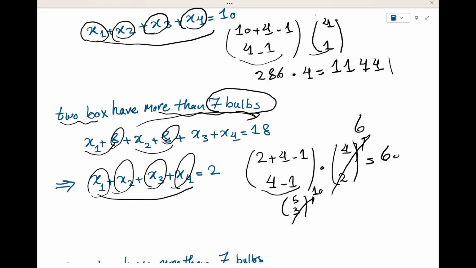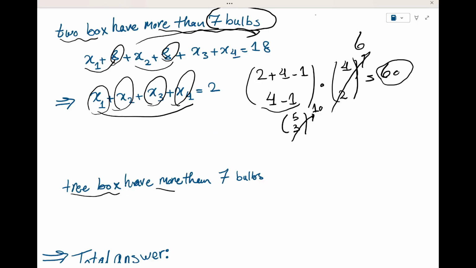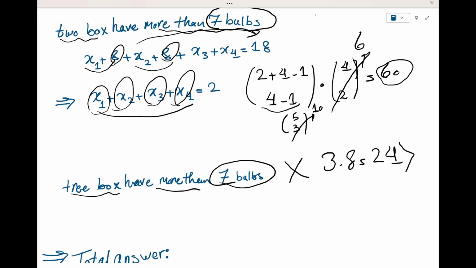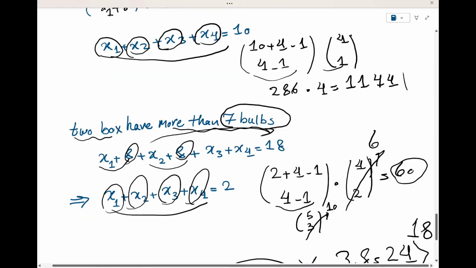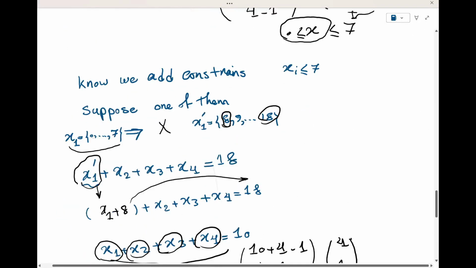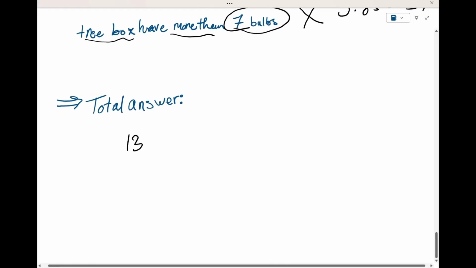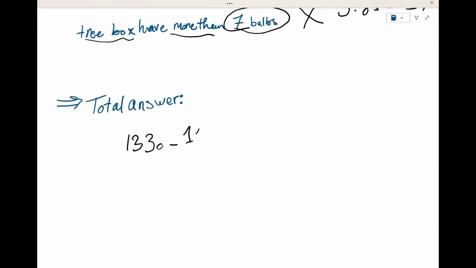The total answer is 60. What about 3 boxes having more than 7 bulbs? It doesn't happen, because 3 times 8 is 24, which is more than 18. Yes, it never happens. Therefore, our total answer is 1330 minus 1144 plus 60, and our total answer is 246.